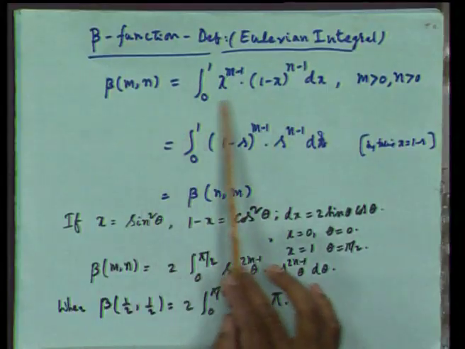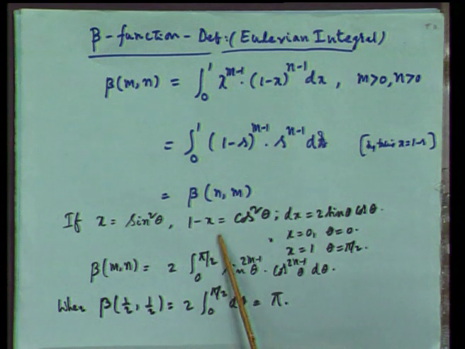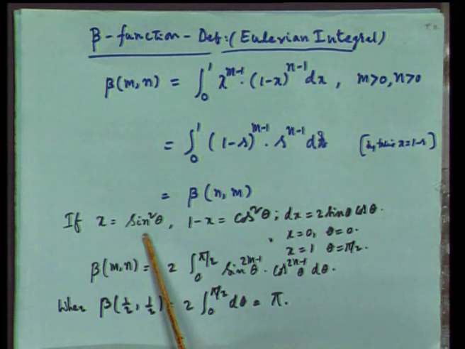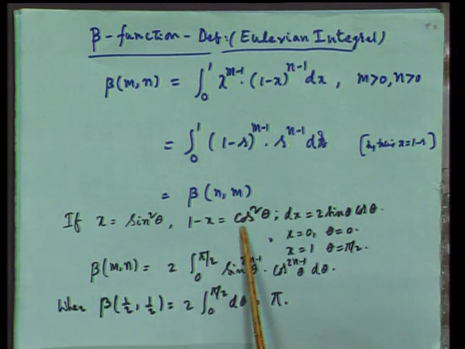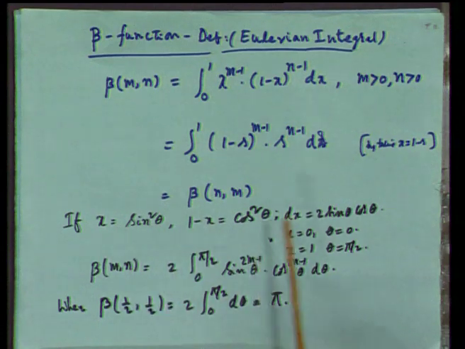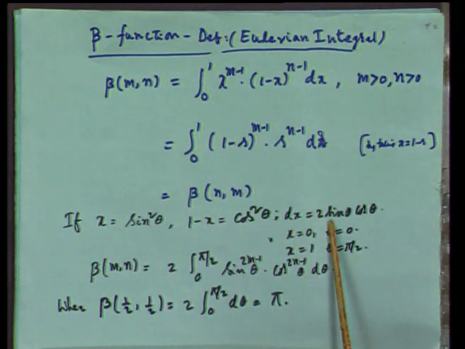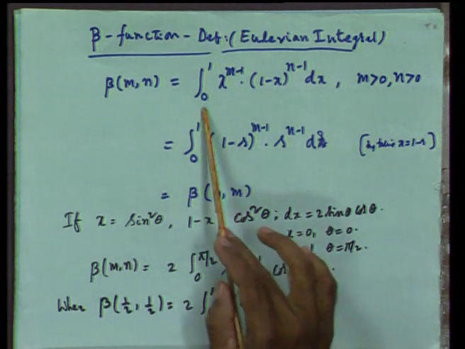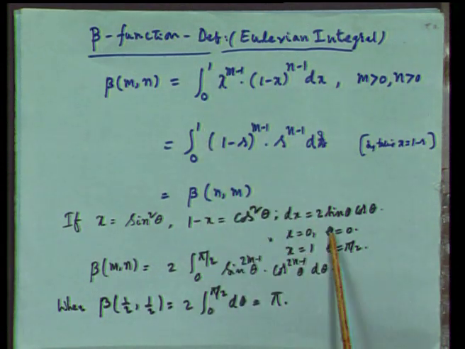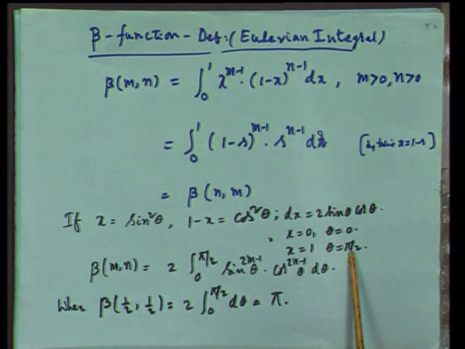Some books state the definition like this also. If x is taken as sin square theta, in place of x, if you put x equal to sin square theta, then 1 minus x is equal to cos square theta, since 1 minus sin square theta is cos square theta, and then dx is equal to 2 sin theta cos theta, and as x varies between 0 to 1, theta should vary between 0 to pi by 2.